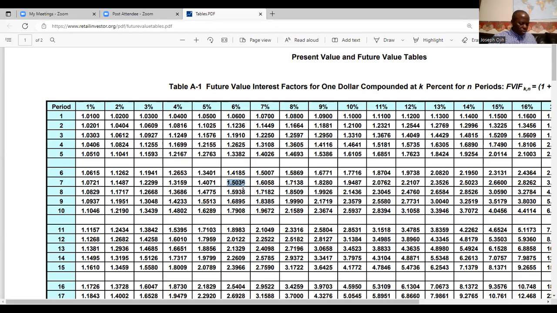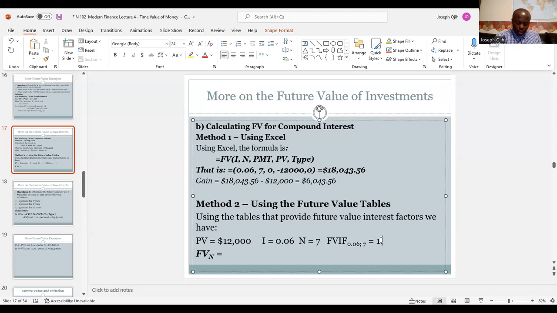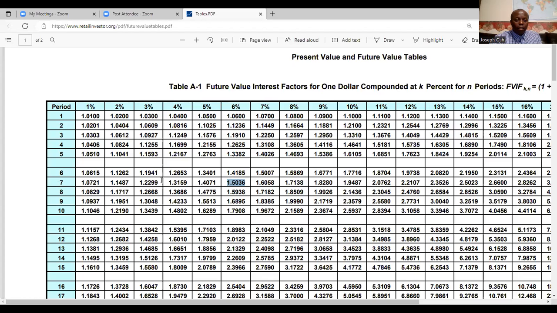1.5036. Let me write it down. 1.5036. So we'll go and type it in. Let me make sure I copied it right. You have 6%, 7 years, 1.5036. Okay, good, I got it right. So in that case, we have everything we need.